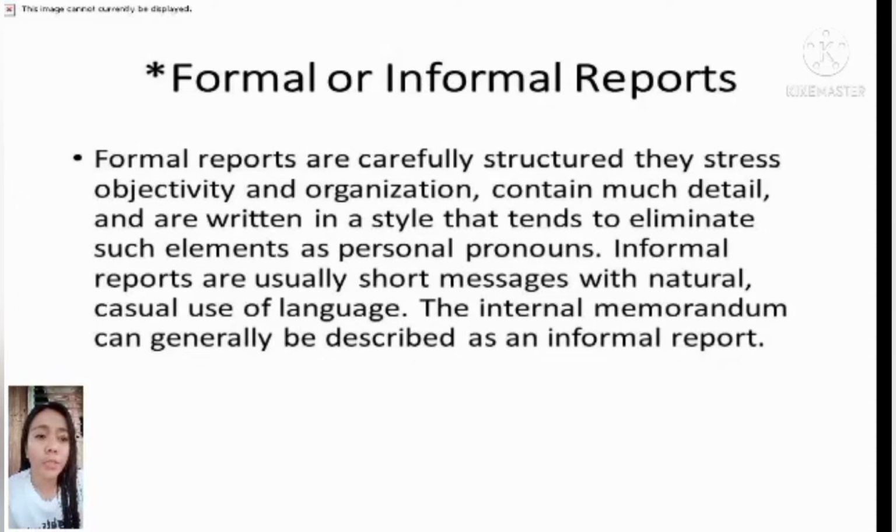Formal and informal reports are the two most common types of business report. When a report is highly structured and is relatively long in size, it is called a formal report. On the other hand, when a report is less structured and is short in size, it is called an informal report.